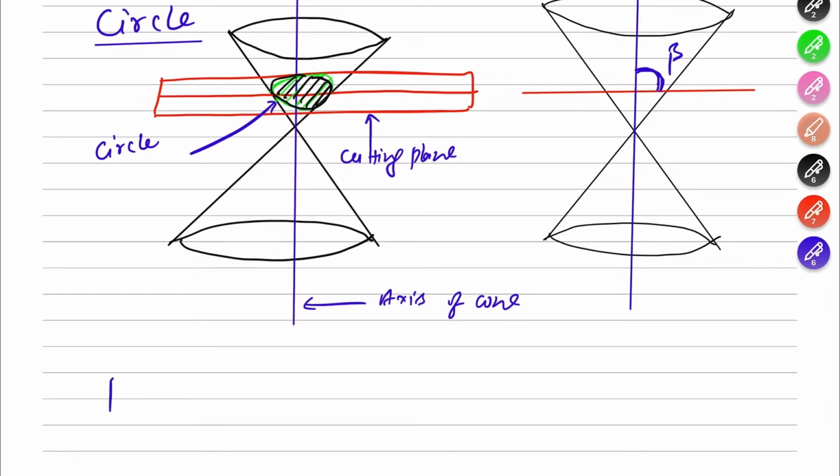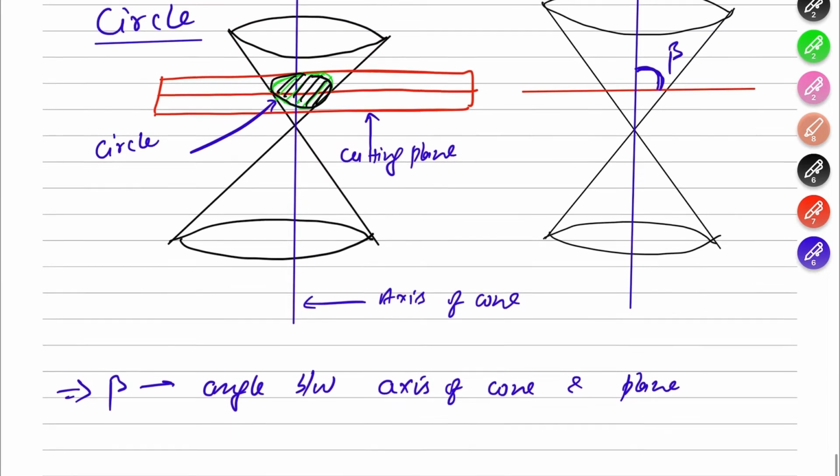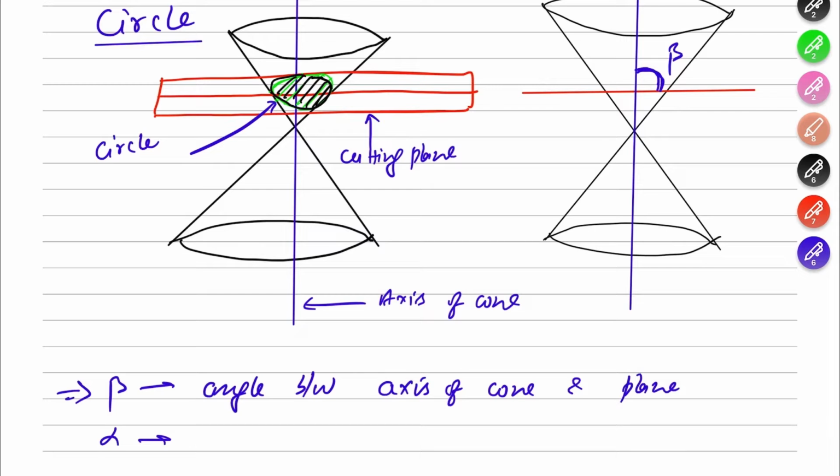So let's define beta. We'll define beta as the angle between the axis of a cone and the plane. Let's have a general beta between the axis of the cone and the plane, and we have already discussed the notation alpha, that is the angle between the axis of a cone and a generator.